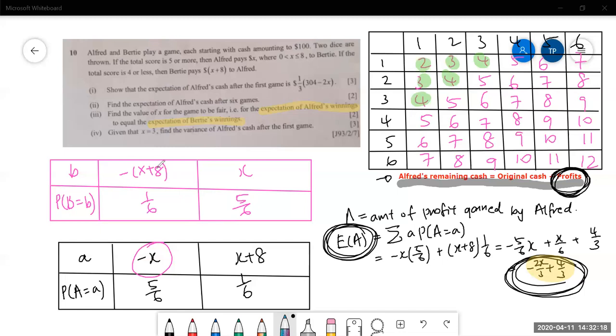So expectation of Bertie's winnings will be this times this, plus add together. Then you equate to expectation of Alfred's profits. From there, you solve for x.